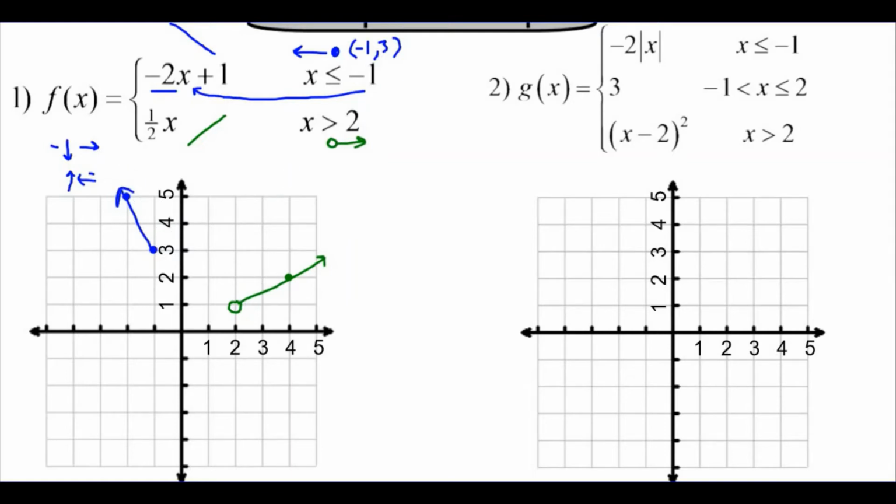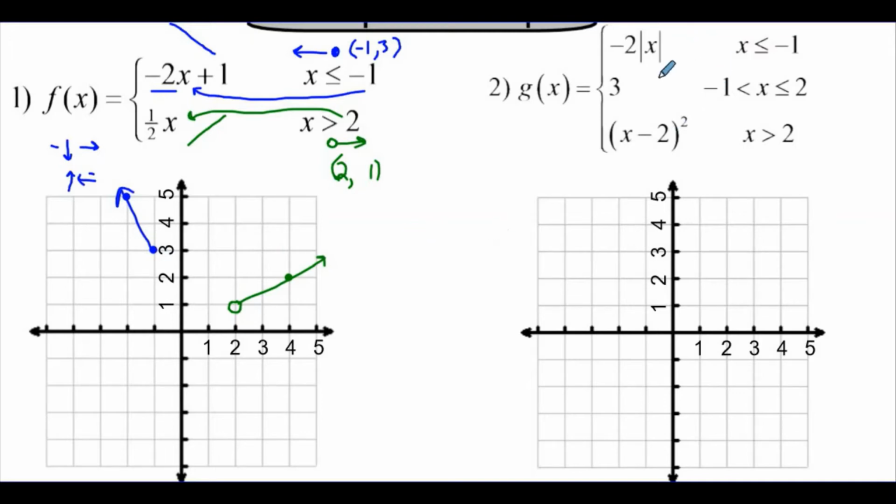And so to do this one, you would take 2 and put it into this function. So if I plug 2 into it, I would have 1/2 of 2, which would be 1. So I would take the point (2, 1), graph an open circle, and then use the slope up 1 over 2 to graph it. So you can go directly to this graph, or you can subtract it.